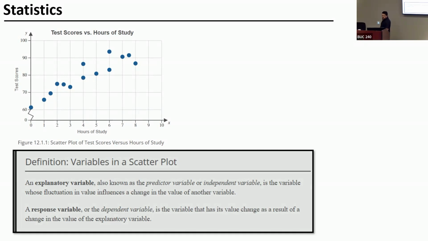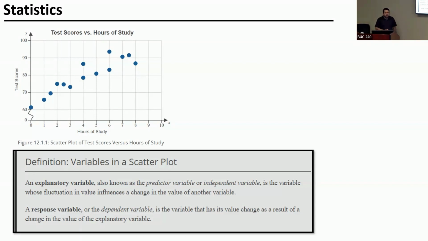An explanatory variable and a response variable. When I start reading these, kind of go back in your head to college algebra, because something should stick out, especially when you start thinking about functions. An explanatory variable, also known as the predictor variable or independent variable, is the variable whose fluctuation in value influences a change in the value of another variable.